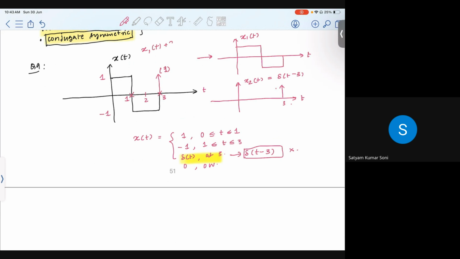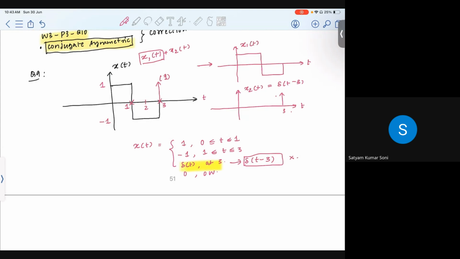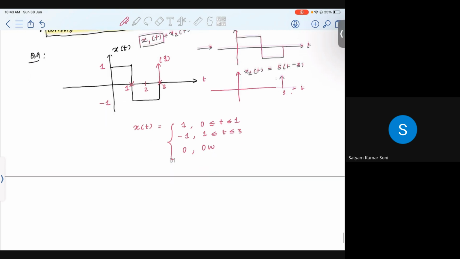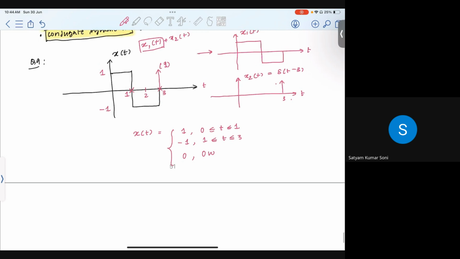Now I have to find x1 of t, right? We know how to find x1 of t. So what is x1 of t? If I just remove this part, this is my x1 of t. Now how do I define this signal? There are multiple ways to define this signal. You can decompose it in multiple ways.